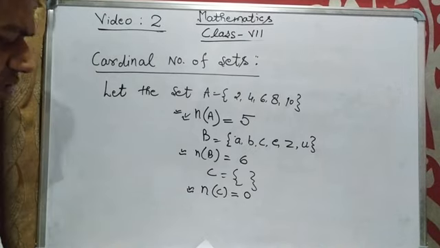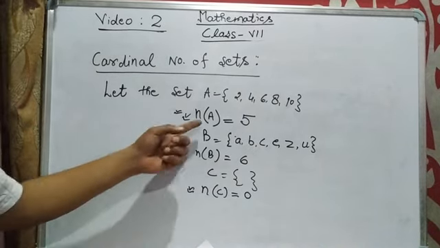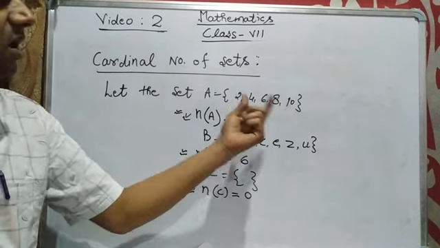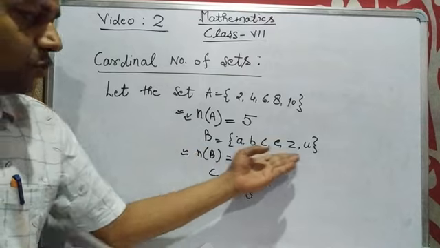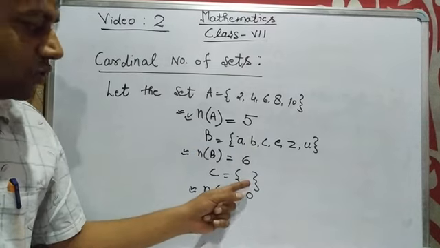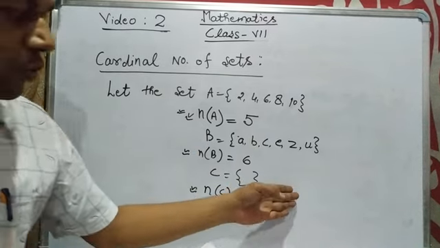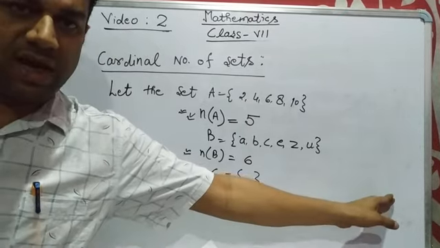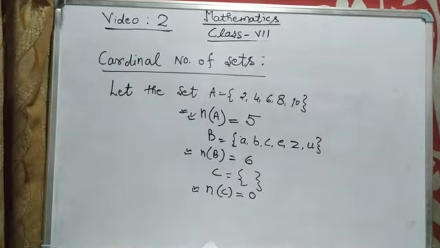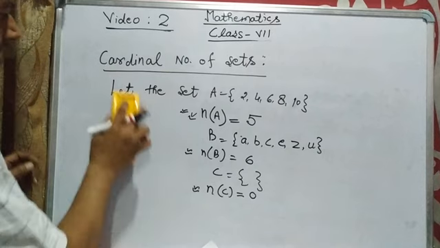Very easy to understand the cardinal number of a set. So we have to count the elements individually. Elements could be a numerical value, an alphabetical value, nothing, the name of a month, or the names of the students in a class. In this way we do this.